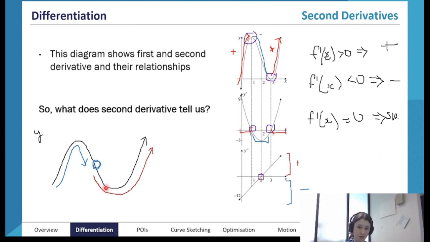And again, when the initial function is increasing, then our second derivative is above the x-axis. So this tells us a lot about the concavity of the curve. And I hope this visual representation really helped you guys.